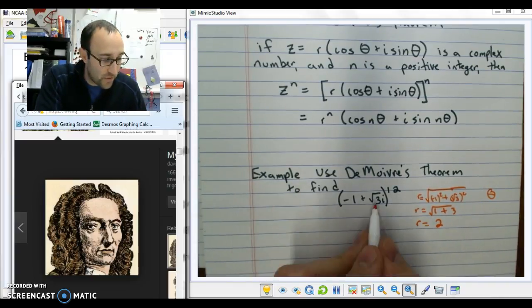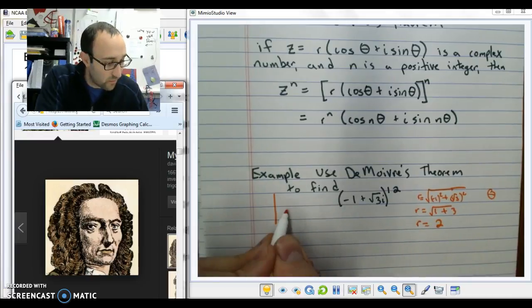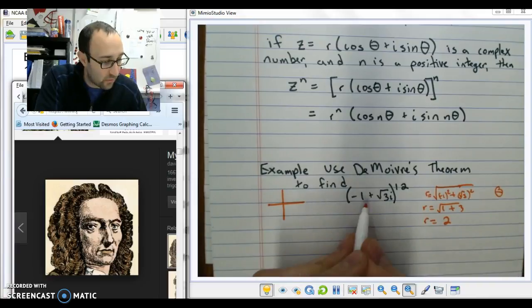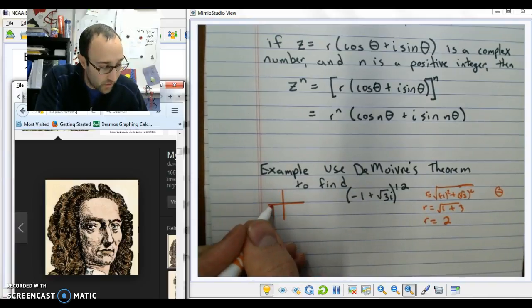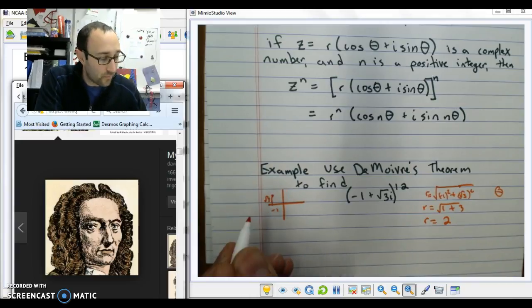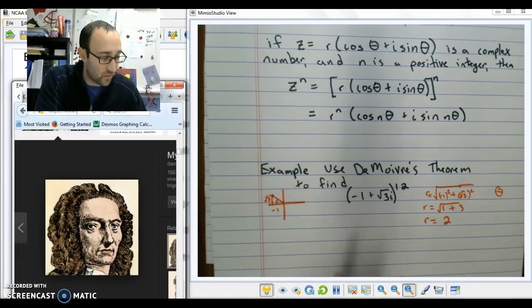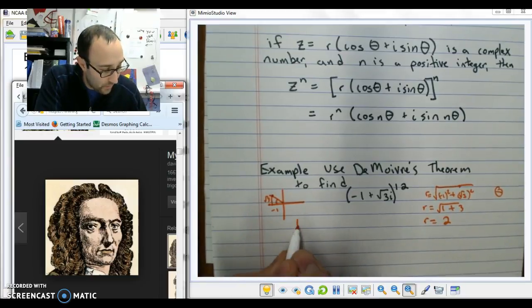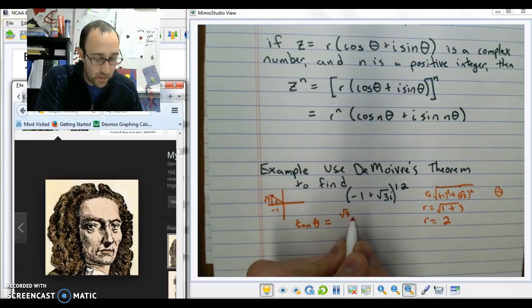I'm going to graph this really quickly. It doesn't have to be any sort of real sketch. It just has to give me an idea of what quadrant I'm in. So if I go negative 1 to the left, up square root of 3, that's going to be the point. I want to find out what theta is, so I'm going to do opposite over adjacent. Tangent of theta is going to equal the square root of 3 over negative 1.